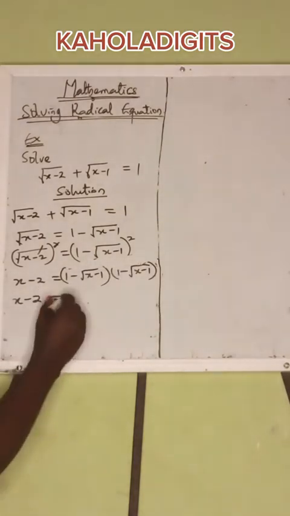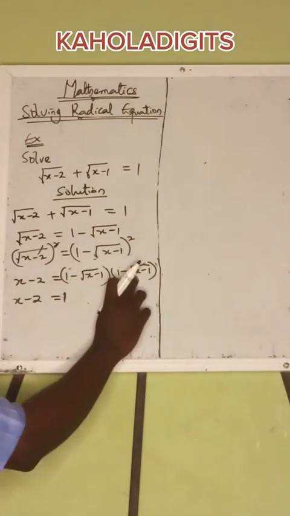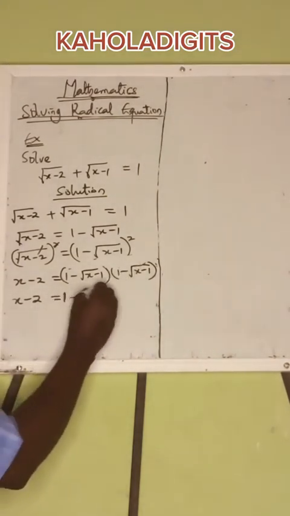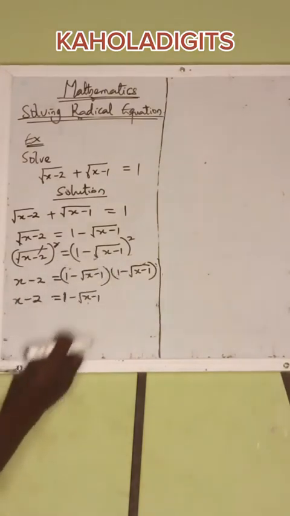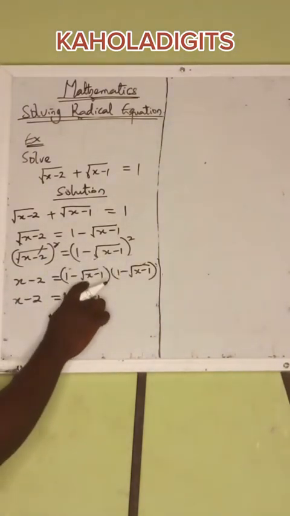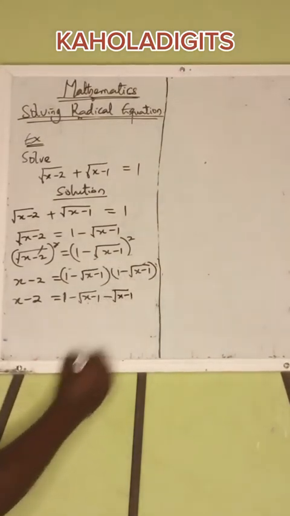1 times 1 will give us 1. 1 multiplied by minus root of x minus 1. That will be minus root of x minus 1. So we are through with this. Let's move on to the second one. Minus root of x minus 1 multiplied by 1. That will be minus root of x minus 1.